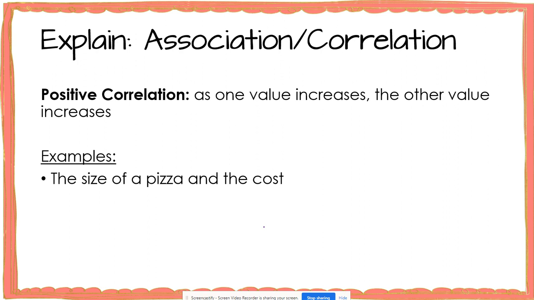One example of this is the size of a pizza and the cost. If you think about it, as you go from a small to a medium to a large and even to an extra large pizza, the cost gets higher every time your pizza gets larger. So because the size is increasing and the cost is also increasing, there would be a positive association between those two sets of data.